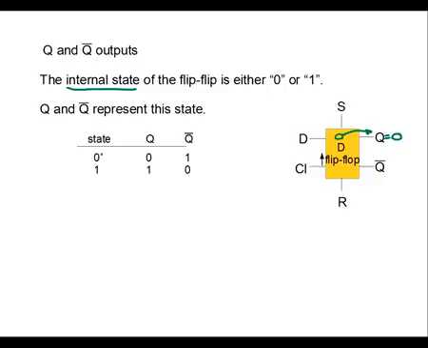So what we have is a little table. So here's the internal state down in this column. And for this internal state, when the state is 0, we get Q equals 0 and Q bar, or not Q, is equal to 1. When the state is 1, it's just the reverse of that. Q is 1 and Q bar is 0. So that's why we can sense the state of that flip-flop.